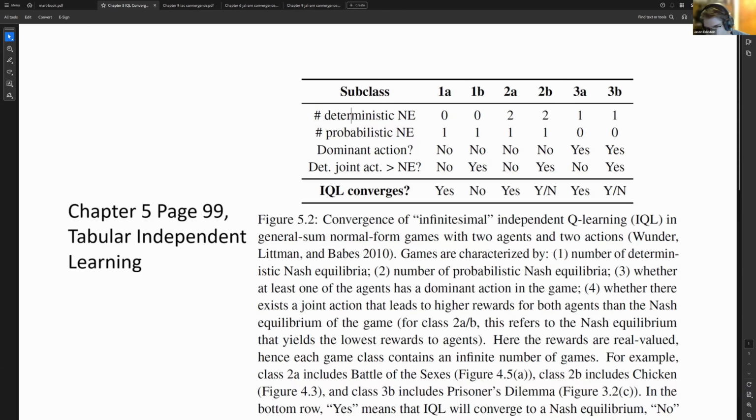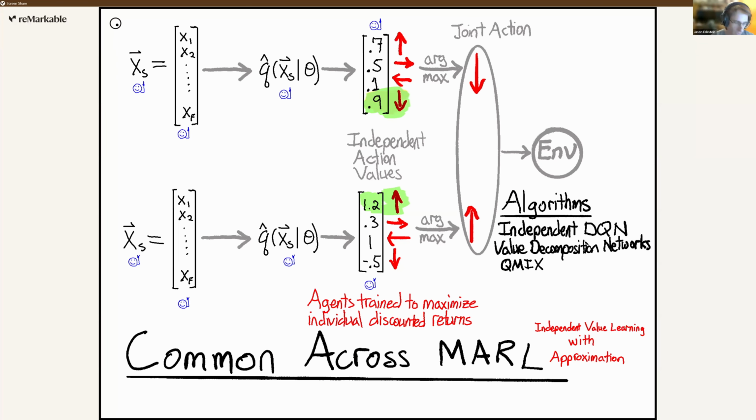Okay. Well, if there's nothing here, I'm going to move on to this. So this was independent value learning, right? Because the goal here is for each agent to learn its own action values.